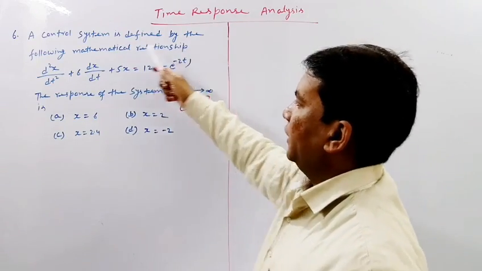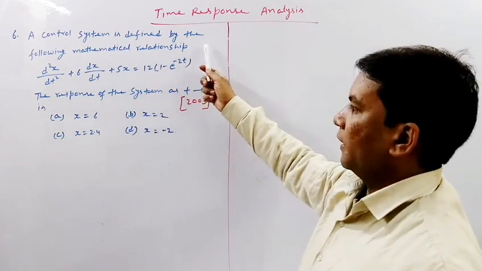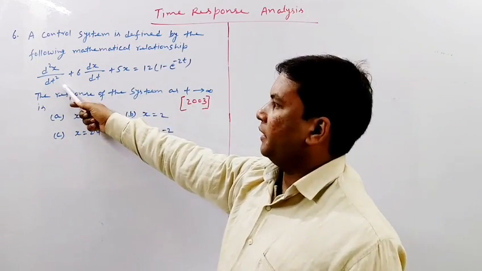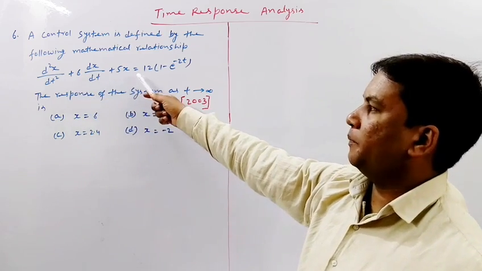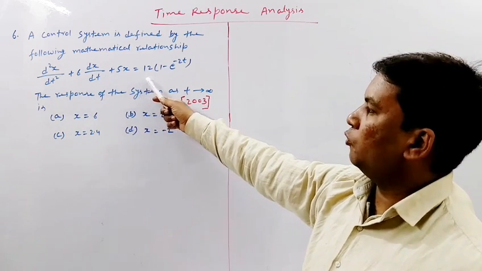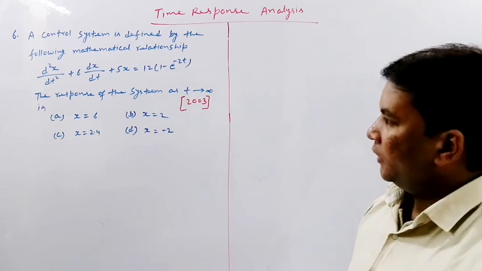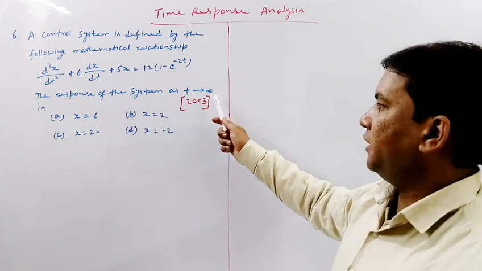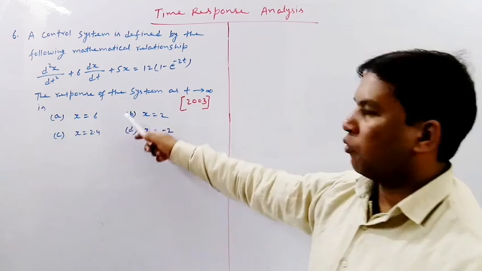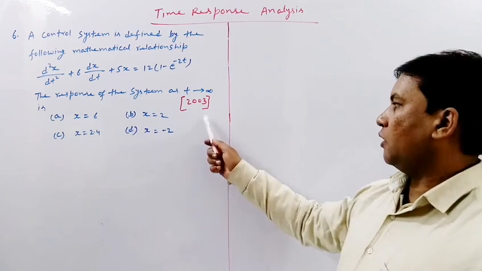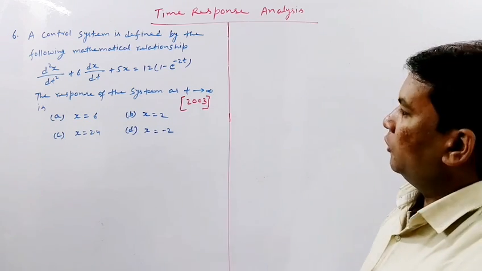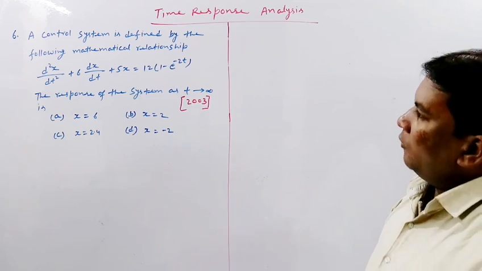A system is defined by the following mathematical relationship: d2x by dt square plus 6 dx by dt plus 5x equal to 12 multiplied by (1 minus e to the power minus 2t). The response of the system as t tends to infinity is... There are 4 alternatives given, and this question has been asked in GATE 2003.